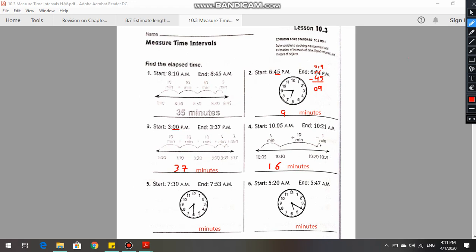And here he starts at 7:30 and ends at 7:53. So I'm gonna say 53 minus 30. 3 minus 0 equals 3 and 5 minus 3 equals 2. So it's 23 minutes. Now it starts at 5:20 a.m. and ends at 5:47. So I'm gonna say 47 minus 20: 7 minus 0 equals 7, 4 minus 2 equals 2. So my answer is 27.